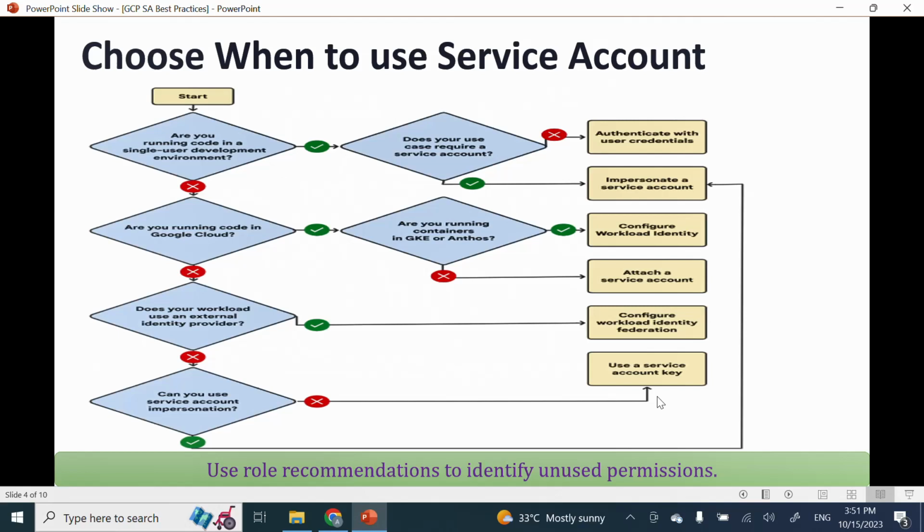This is a beautiful architecture or flow diagram that helps us to choose when to use a service account. Okay, so let's start. Are you running code in a single user development environment? If yes, check whether your use case requires a service account. If yes, you need to impersonate a service account. Please do not authenticate with user credentials.